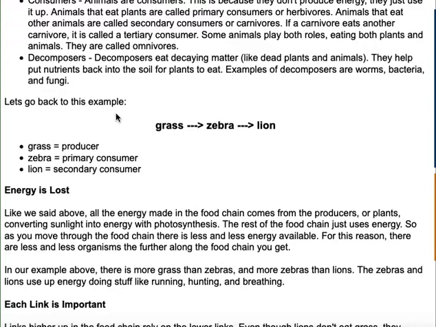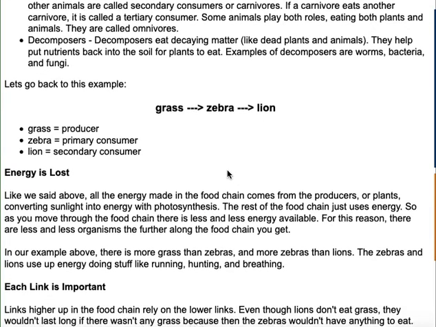Let's go back to this example. Grass, zebra, lion. The grass is the producer. The zebra is the primary consumer. The lion is the secondary consumer.